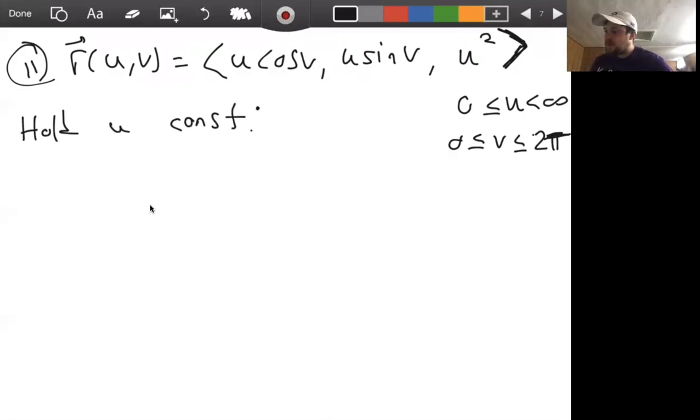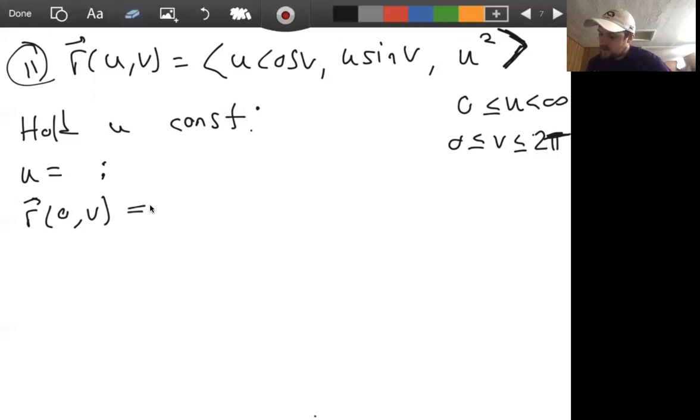So if we look at, say, u equals 0, well, then we get r of 0, v equals, well, that's going to be 0, 0, 0. So that's not very helpful.